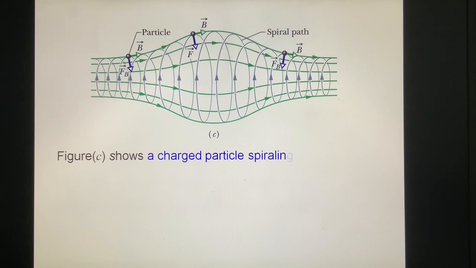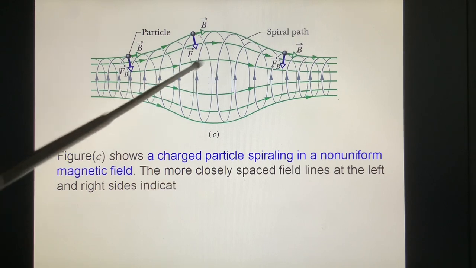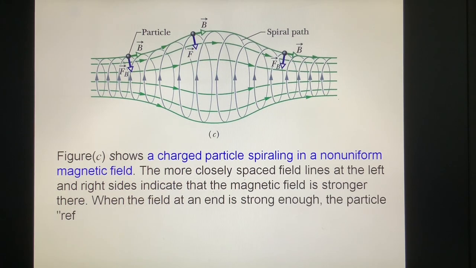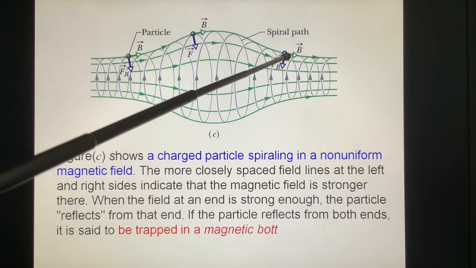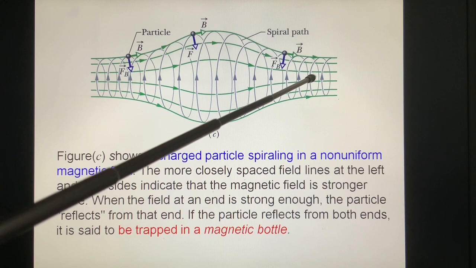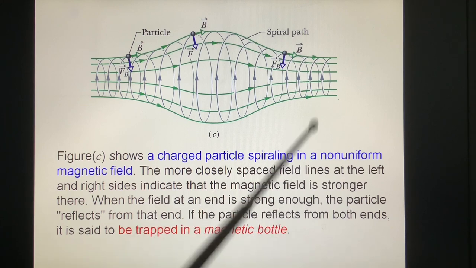Figure shows a charged particle spiraling in a non-uniform magnetic field. This is non-uniform. This is a tight, large B. This is a loose, less B. The more closely spaced field lines at the left end and the right end indicate that the magnetic field is stronger there. And you see, the force F has a component along this direction, and this F has a component along this direction. So from Newton's second law, when you reach this end, you have acceleration in this direction. That means you come back. And at this end, you have acceleration in this direction, and come back. When the field at the end is strong enough, the particle reflects from that end. If the particle reflects from both ends, you never get out of it. So it is said to be trapped in a magnetic bottle.